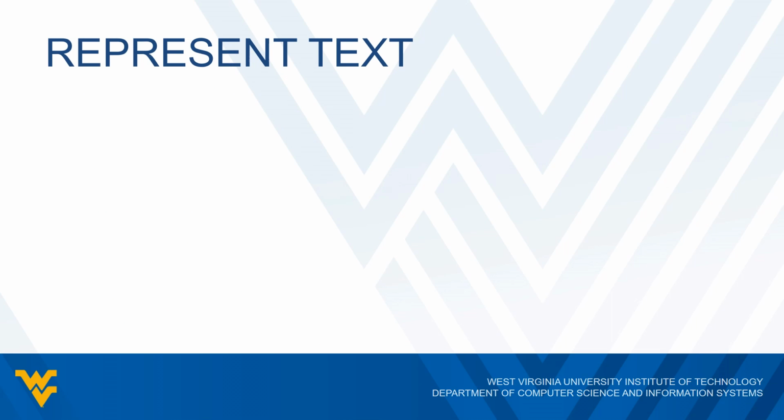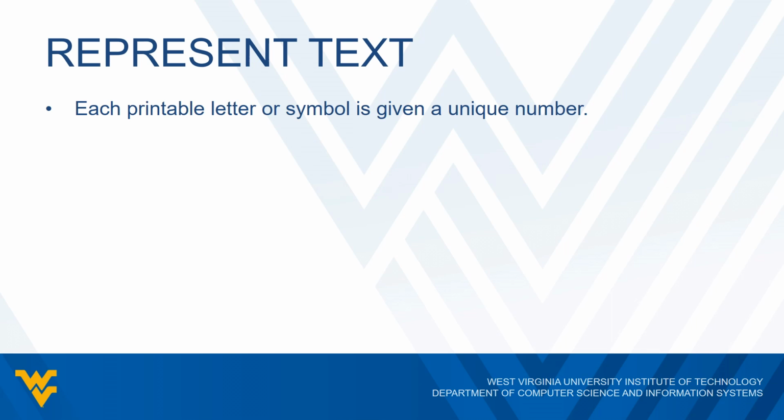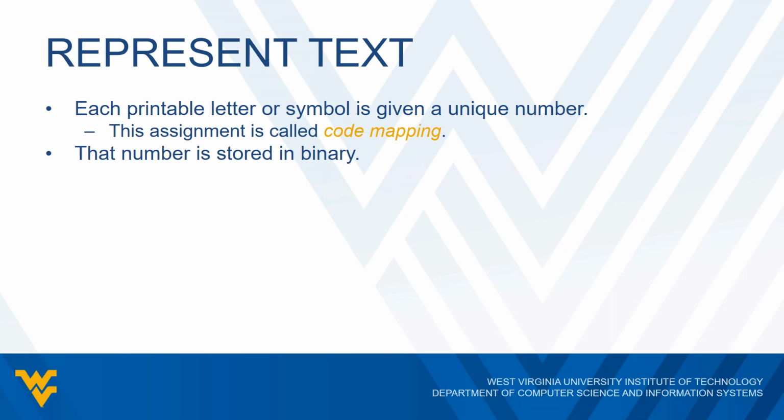So what about text? Well, we can represent text using binary as well. The idea is that each printable character or symbol would be given some unique number, and we call this assignment code mapping. The actual code that corresponds to a character or a symbol would be stored in binary.